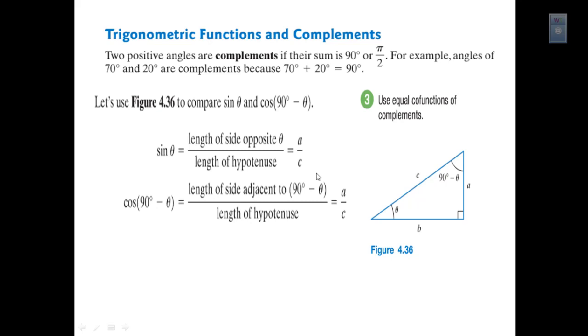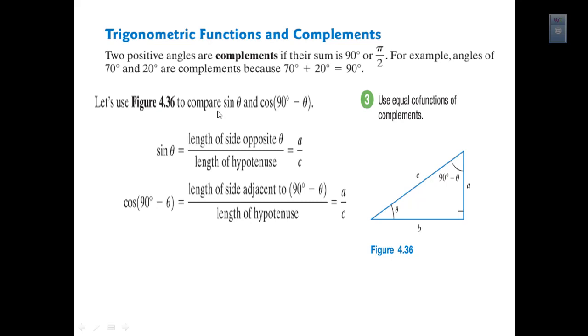All right, now this right here explains why what we just talked about is the case. It is actually an identity of the trig functions, that the sine of theta and the cosine of 90 minus theta are going to be the same value. Now, what do we know about theta and 90 minus theta? Well, they're complements of each other.